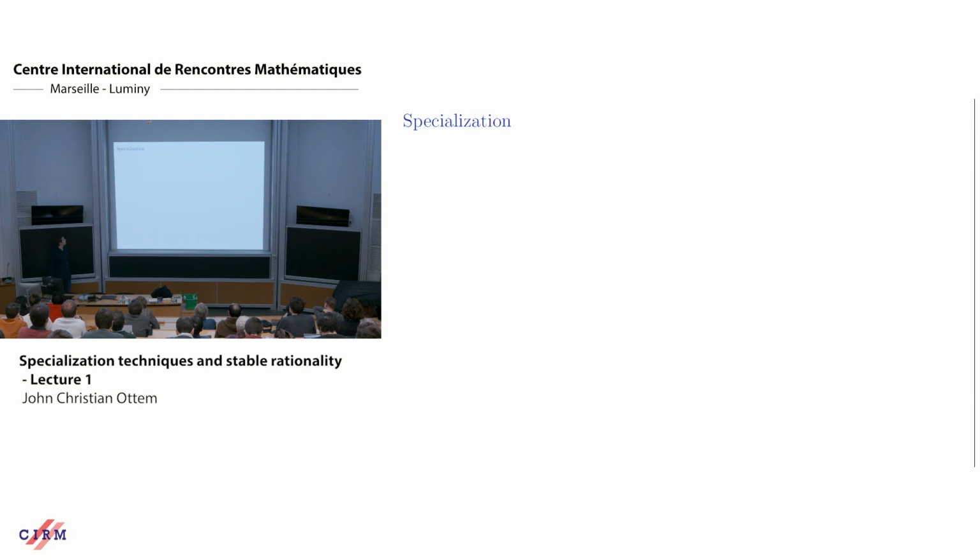Okay. Let me try to say a little bit more about what I mean by specialization. I'll work in a general setting, so R will be some discrete valuation ring, and X will be some integral R-scheme.